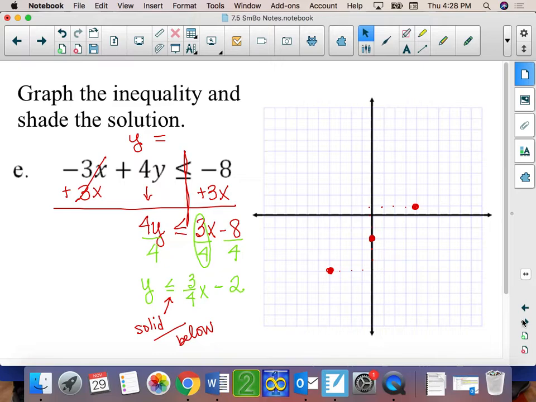So we're going to take our ruler and we're going to graph. And we're going to go all the way across. And so there's my line. And I want to shade below the line. So once again, I'm going to go, where is my line crossing the y-axis? And I need to go below it. So I am shading the region on this side of my line. And there is the solution to that inequality.